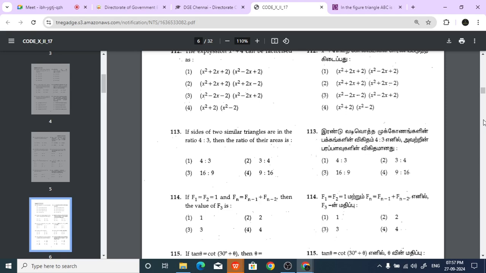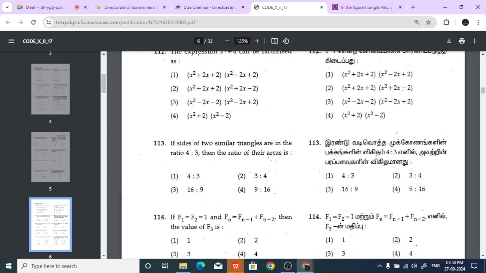Okay, 114. Can anybody read? Maybe Srinidhi, can you read? Sir, how to read this? If F1 equal to F2 equal to 1 and Fn equal to Fn minus 1 plus Fn minus 2, then the value of F3 is.